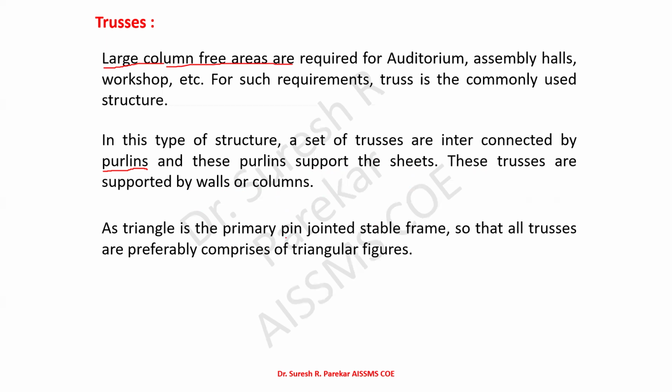As triangle is the primary pin jointed stable frame, all trusses preferably comprise triangular figures. So if you see any truss, you will see it comprises triangles. Now we will have different elements for this. So this will be the support, and we may have a column below it.